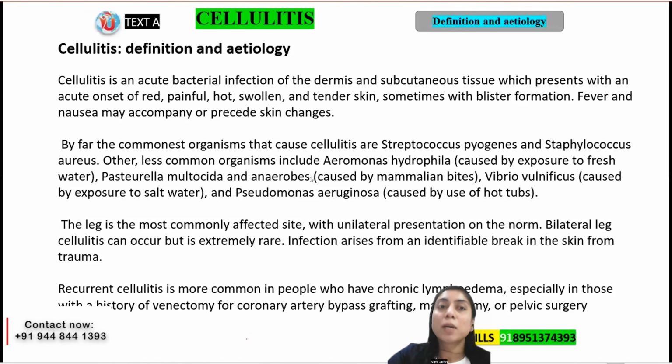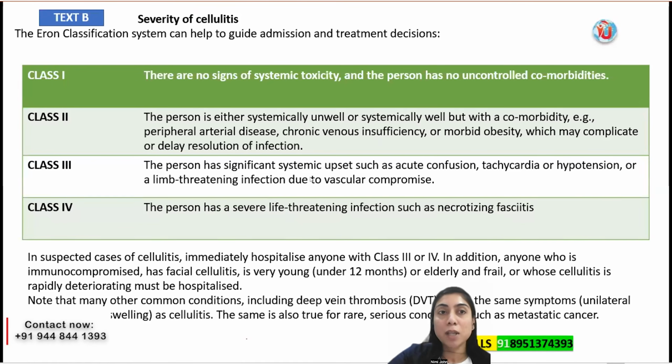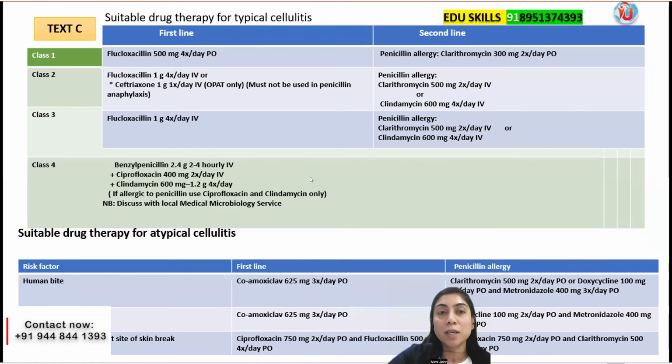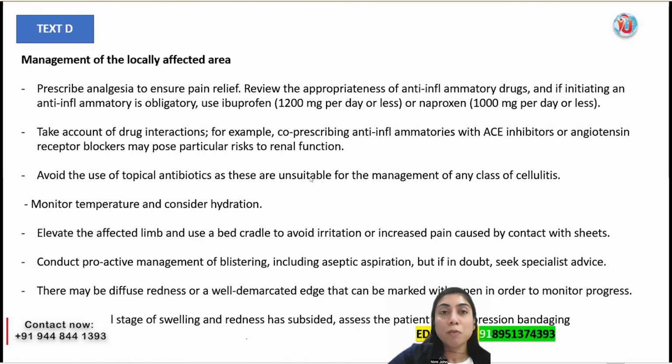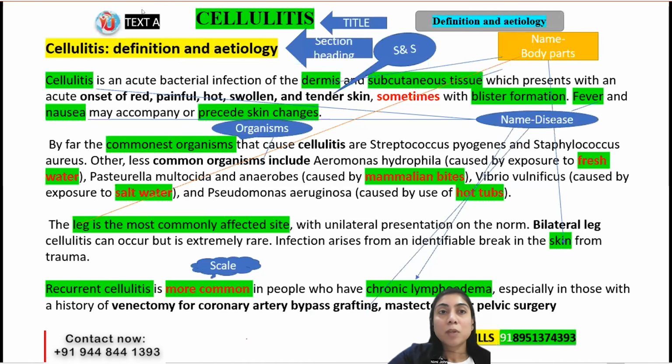So the first one is cellulitis and definition. The heading is definition and etiology, and text B is about the severity, and text C drug therapy, and text D is management of locally affected area. So now we will start to mark. First you have to identify the cellulitis and definition, and here the first paragraph is a definition and there are signs and symptoms, and here is sometimes, the time expression.